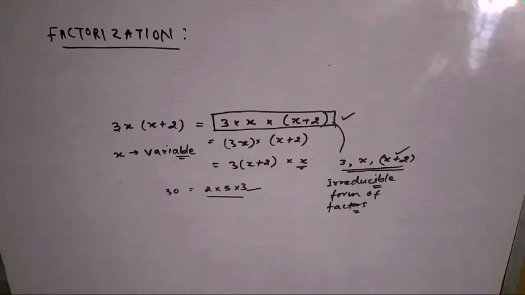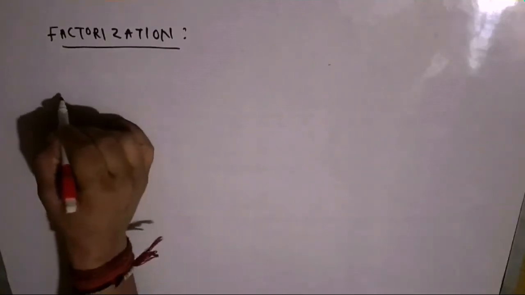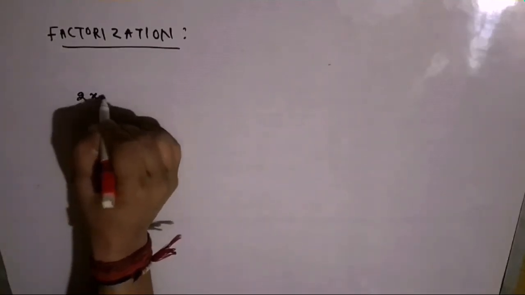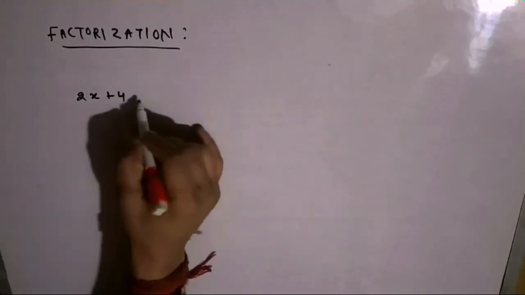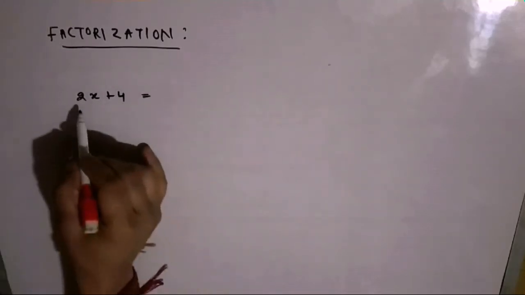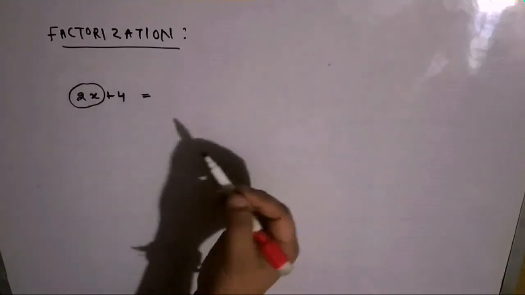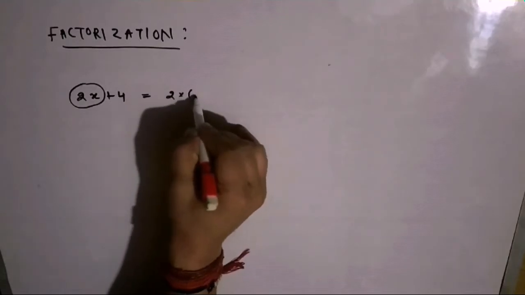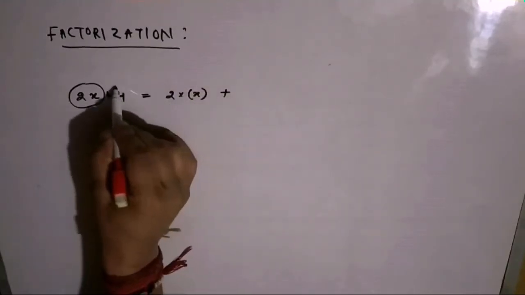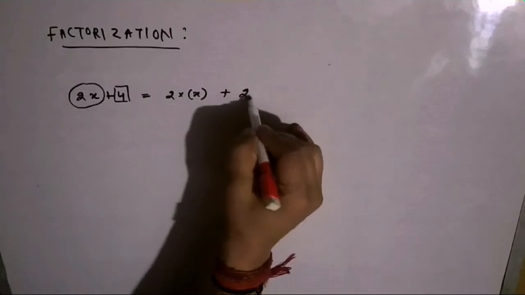Suppose someone asks me to factorize a particular expression. It can be in terms of some variable like x, a, b, or it can be a number just like 30. So let us understand and factorize. Suppose I take an example like 2x plus 4. First of all you have to write the expression as a product. 2x can be written as 2 into x, and 4 can be written as a product of prime numbers, 2 into 2.